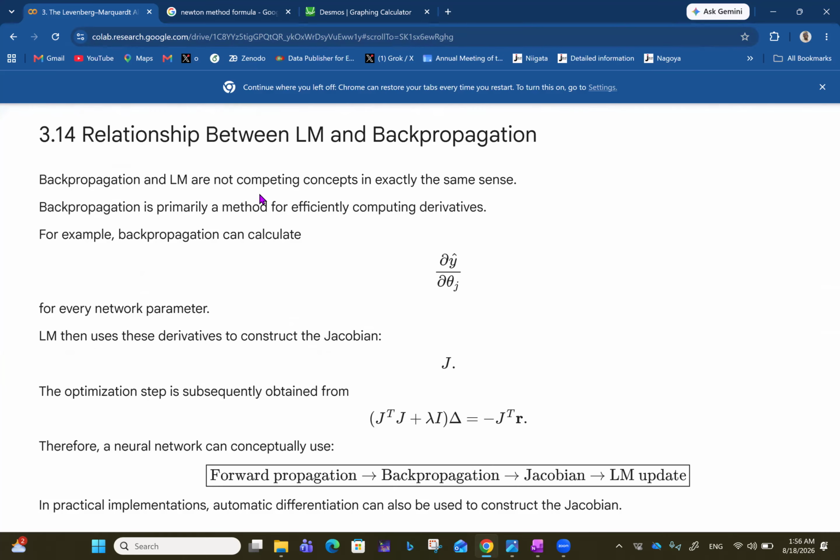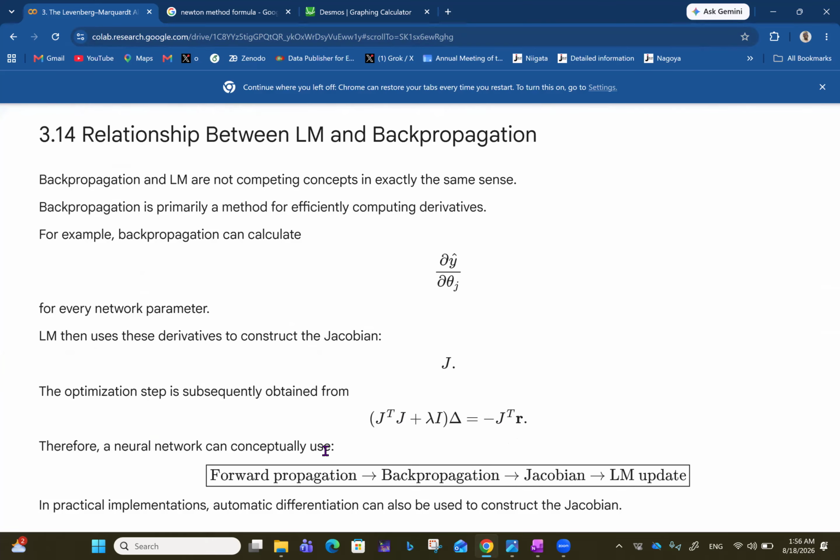So backpropagation and Levenberg-Marquardt are not competing concepts in exactly the same sense. Backpropagation is primarily a method for efficiently computing derivatives. For example, backpropagation can calculate the derivative of y hat with respect to theta j for every network parameter. The LM then uses these derivatives to construct the Jacobian, and the optimization step is subsequently obtained from (J transpose J plus lambda I) delta equals minus J transpose R.